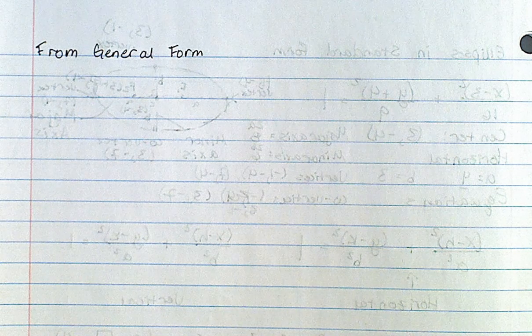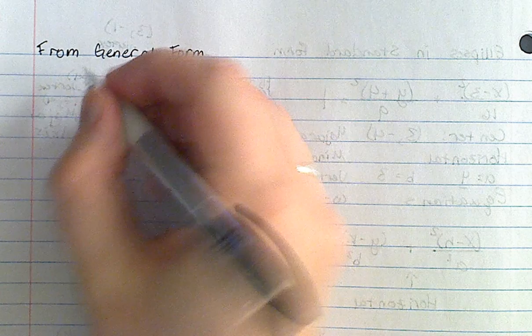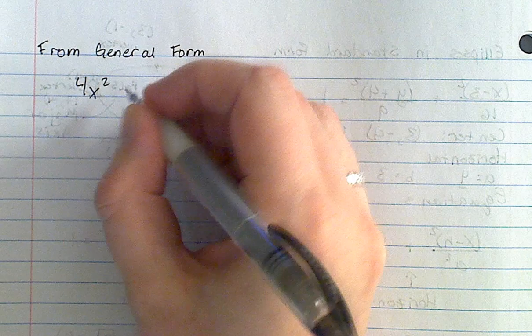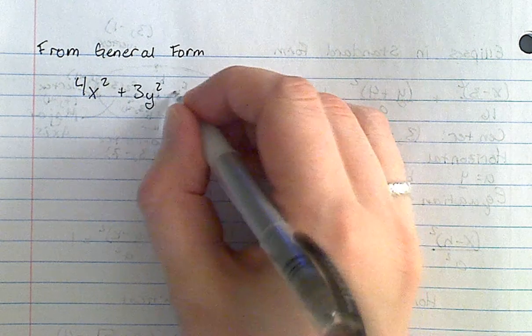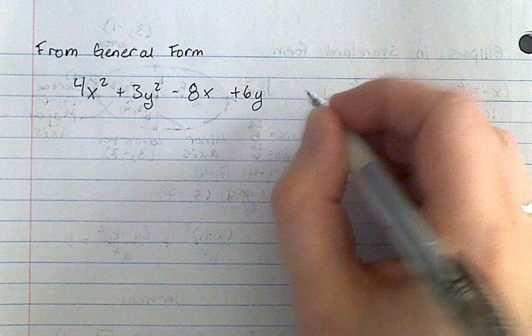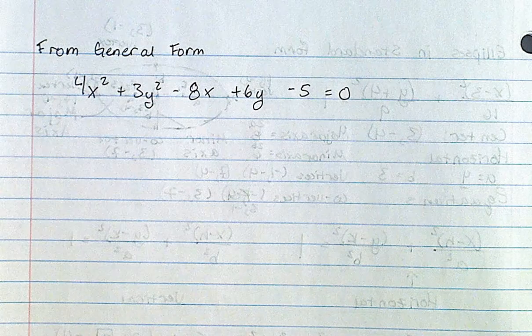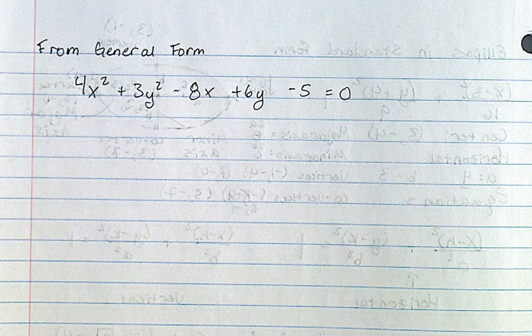Okay. So, completing the square. We're going to take it from general form. So general form for an ellipse would look like 4x squared plus 3y squared minus 8x plus 6y minus 5 equal to 0. So that's what general form looks like. You've got x's and y's lined up in descending order of power.